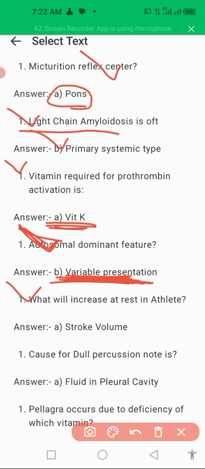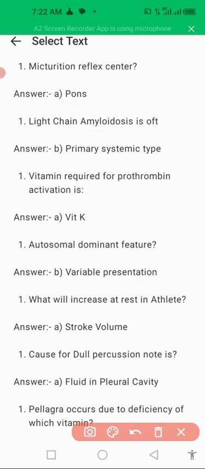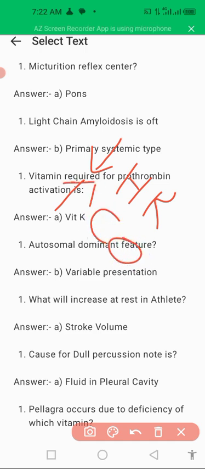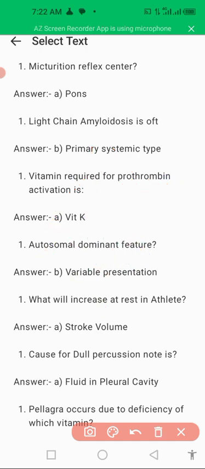What will increase at rest in athletes? In athletes, there will be decreased heart rate and increased cardiac output because their hearts adapt to that hard work. So, increased cardiac output will be there and increased stroke volume will be there at rest.